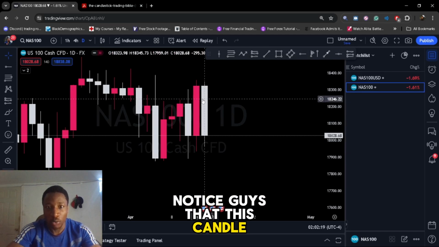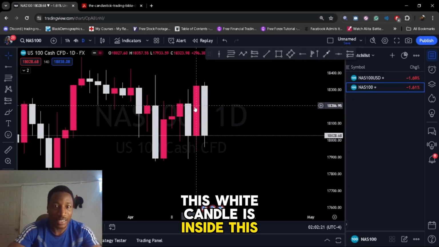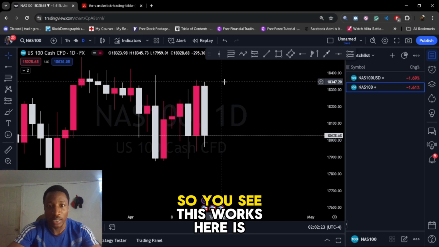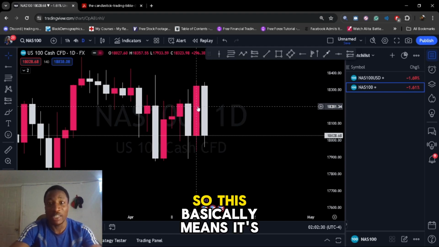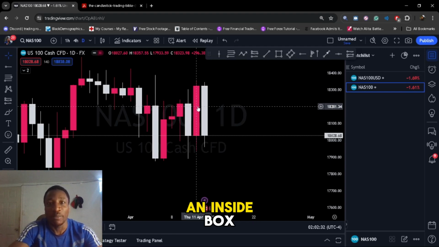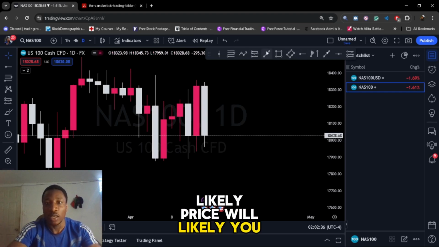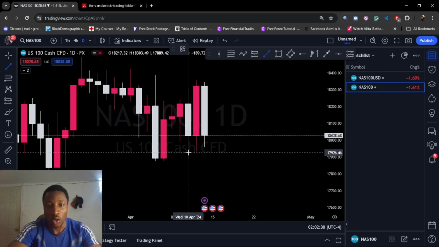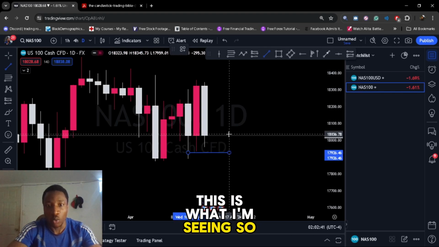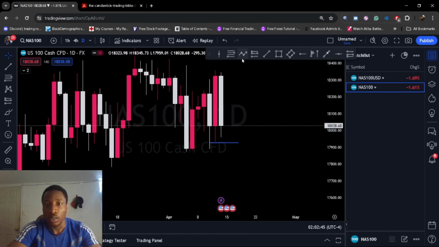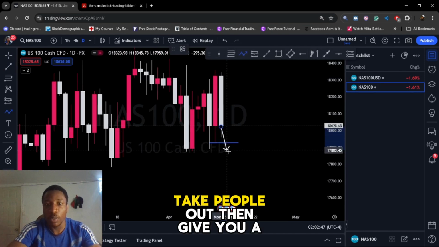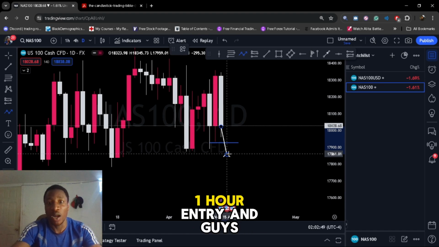Notice, guys, that this white candle is inside this pink candle, right? So you see this wick here is still inside this candle. So this basically means it's an inside bar. What that means is, for next week, this is what I'm seeing: likely price will come, take people out, then give you a 1 hour entry.